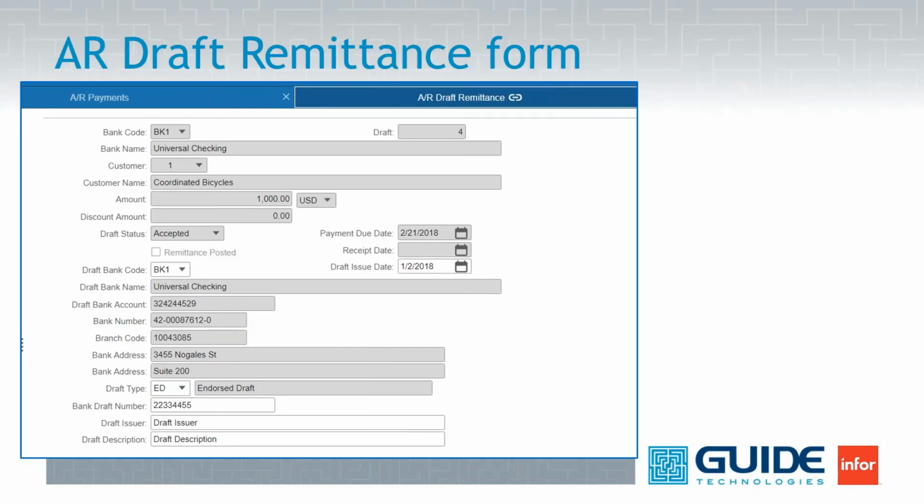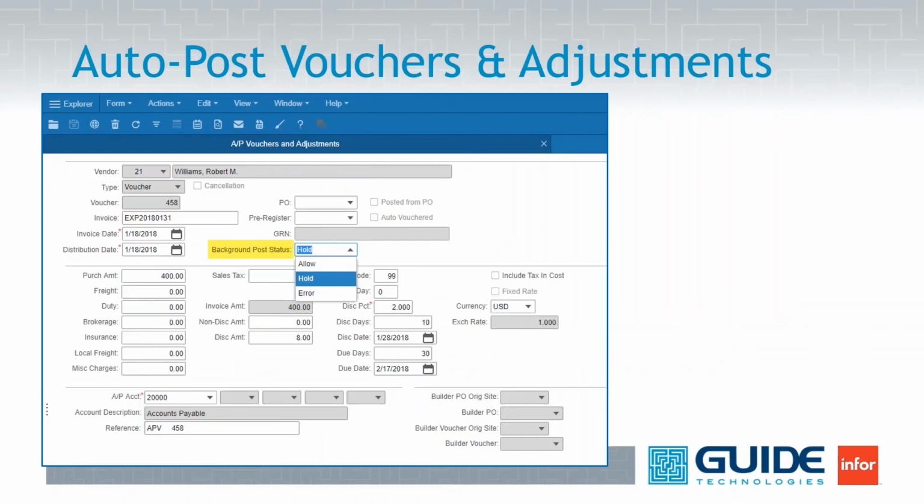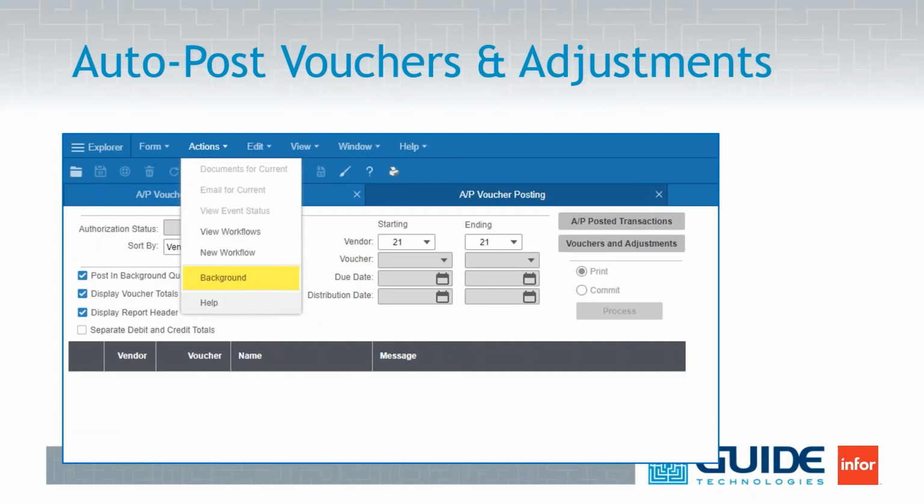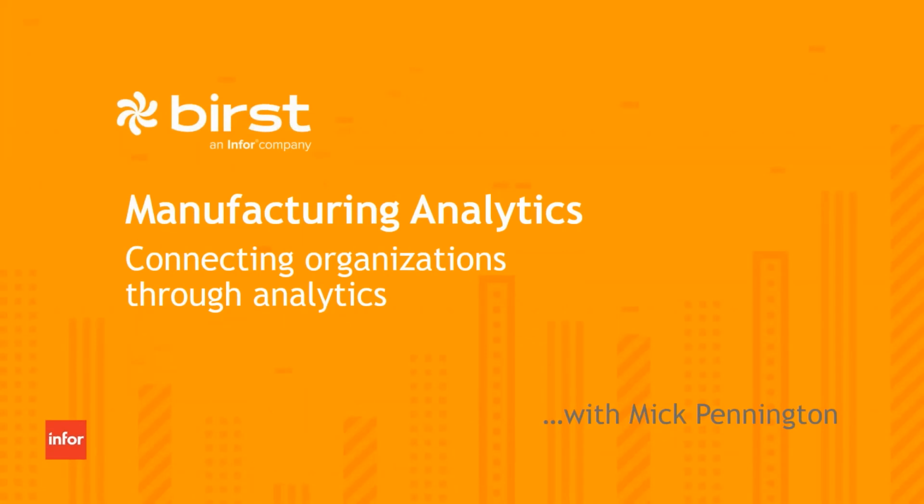A little change to the AR draft remittance form. And this is another big one in the finance area, auto posting. Previously we haven't been able to, without some form of personalization or customization, auto post vouchers, invoices, multi-site invoicing, AR payments, generate AP transactions. Now we can auto post those. See, we have the ability to put it on the background. And that's what I had for the functional enhancements.